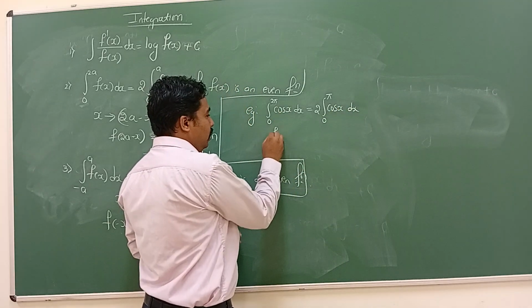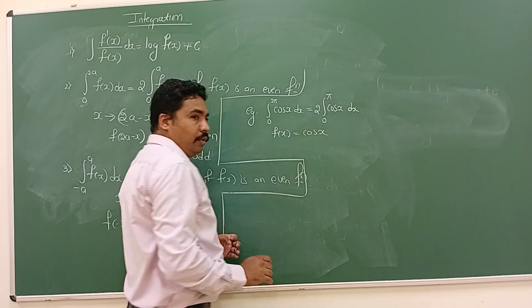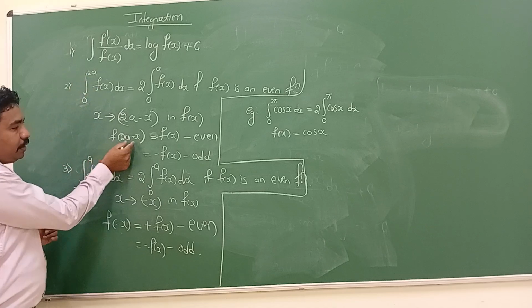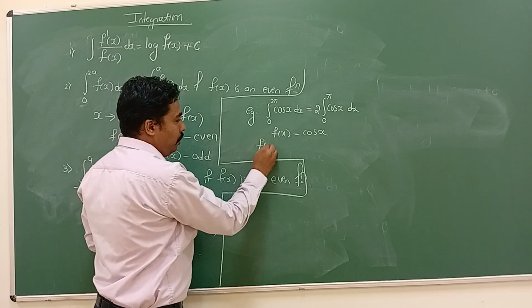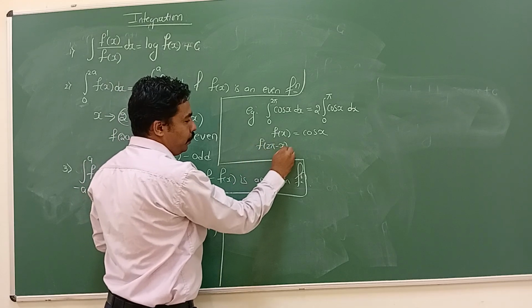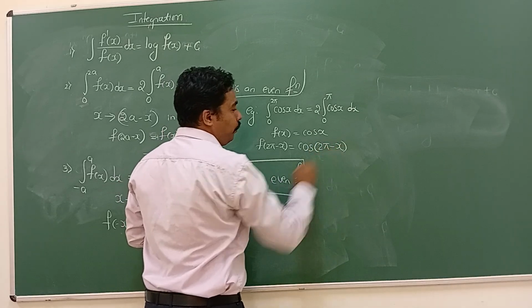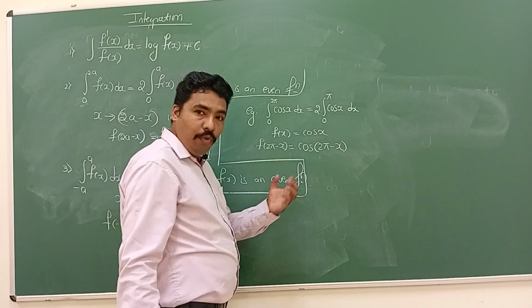As I said, how to check? F of x value is what? Cos x. So when it is 0 to 2 pi, this form comes as 0 to 2a, we are replacing x by 2a minus x. But the a value is what here? Pi, so 2a is 2 pi. So we have to replace x by 2 pi minus x. So it becomes what? Cos of 2 pi minus x. Cos 360 minus theta, fourth quadrant.